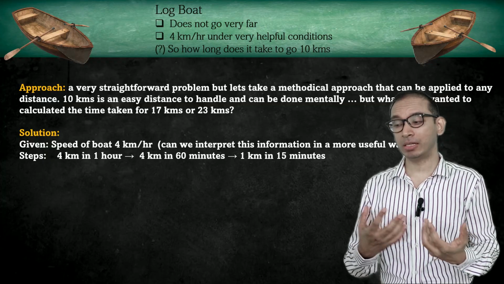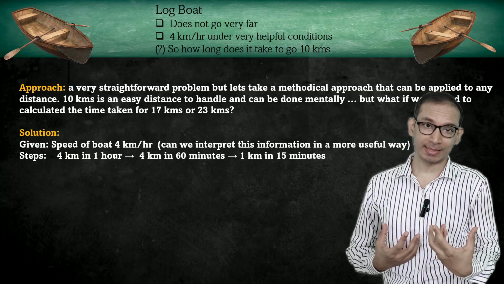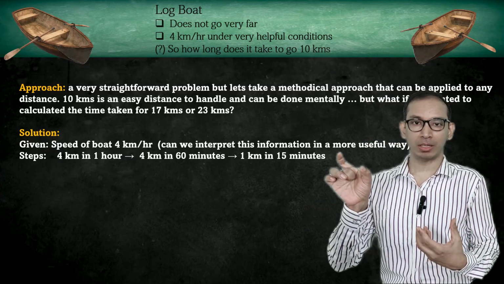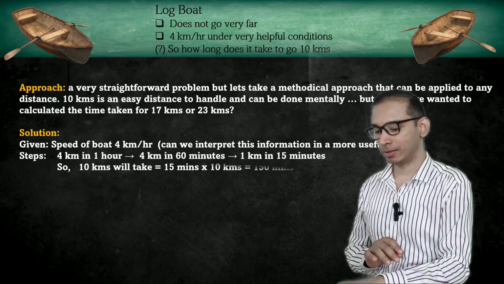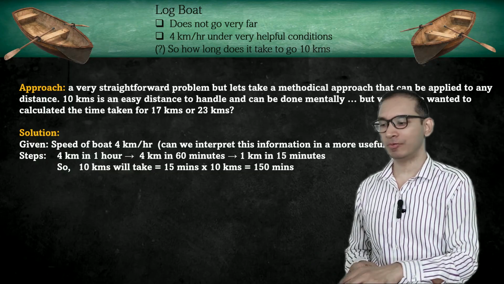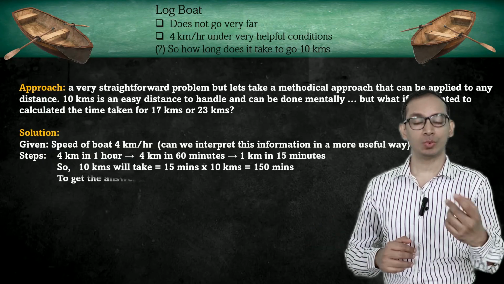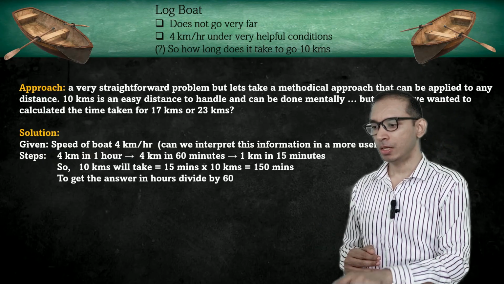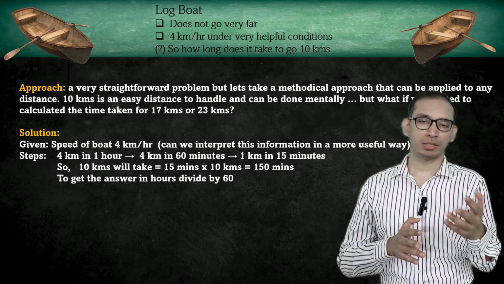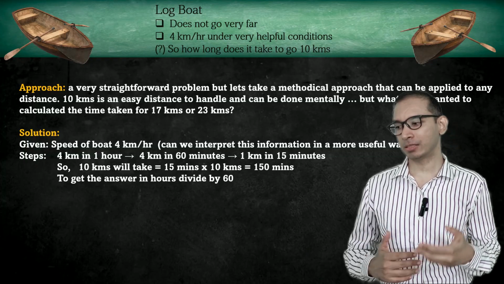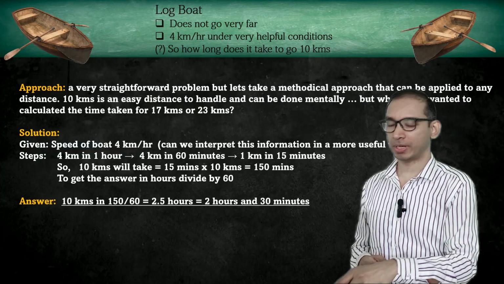So we find it much easier here to convert that 1 hour into minutes, and then we have the time taken for a unit distance traveled, 1 kilometer, 15 minutes. Calculations now become very easy from here on. 10 kilometers will take 15 minutes into 10, that is 150 minutes. Now, to get the answer in hours, you just divide 150 minutes by 60 minutes in an hour, and you will get 2.5 hours.